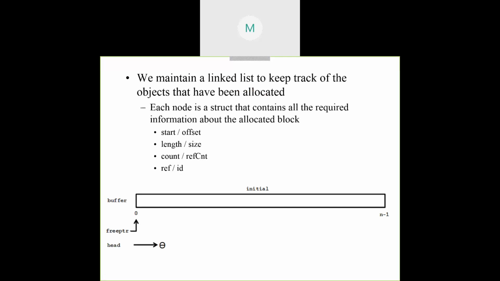Okay, so this is the buffer we talked about last class. It's kind of a linked list. Each node has some properties or members: start or offset, length or size, and count or reference count. In the figure we are using the count rather than the reference count. Also ID or reference, so we are using the reference actually.